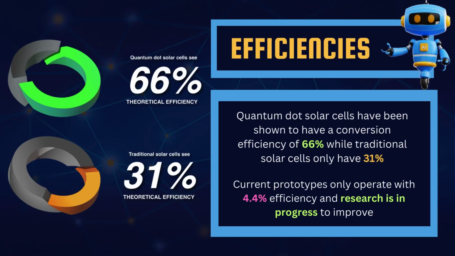Traditional solar cells, while reliable, face limits defined by the Shockley-Queisser theory. The maximum theoretical efficiency hovers around 31%. This constraint stems from the inability to harness low-energy photons and through the loss of excess heat as energy. Quantum dots disrupt this efficiency landscape.